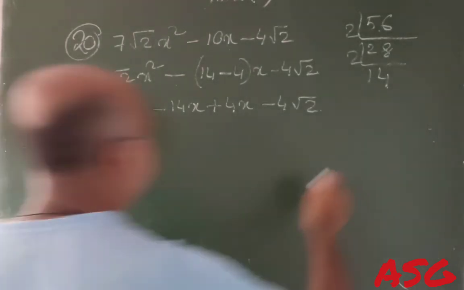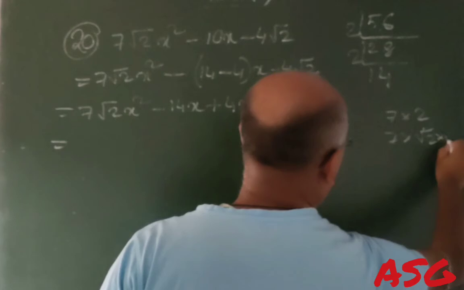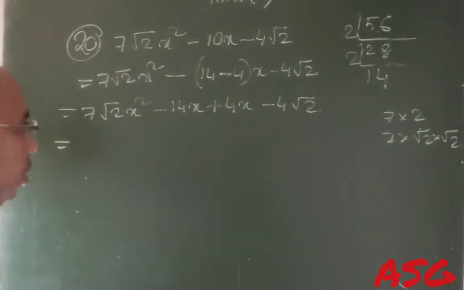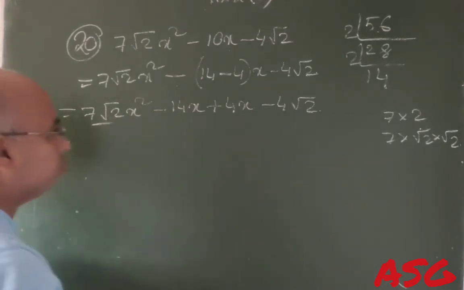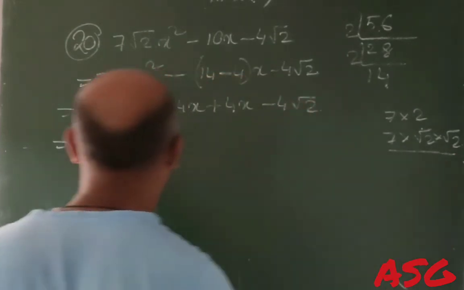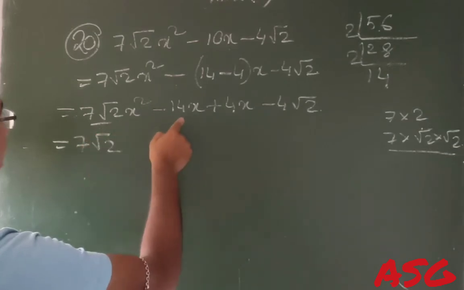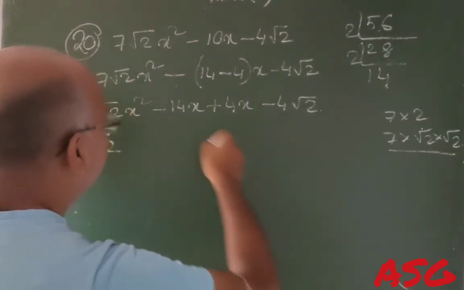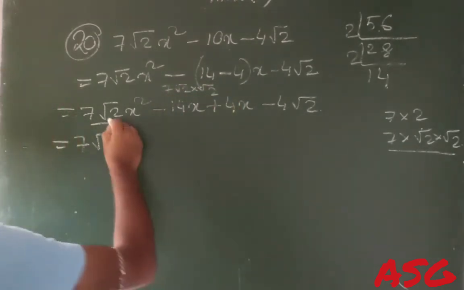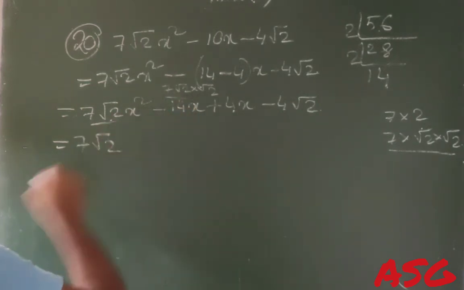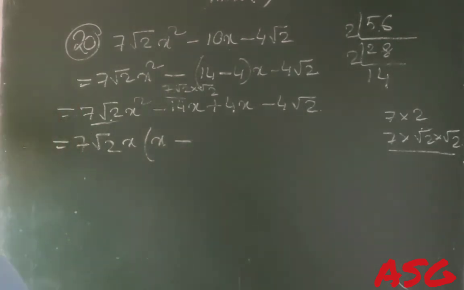See, 14 can be written as 7 into 2, and 2 can be written as root 2 into root 2, as you know from your knowledge regarding roots. Root 2 into root 2 is 2. Now here it is 7 root 2 and here it is 7 into root 2 into root 2. So what is common is 7 root 2. From 7 root 2 and 14, what I have broken out there is 7 root 2 into root 2, that means 14. So 7 root 2 is common. And as usual, x is common. So what is left out is x minus root 2.